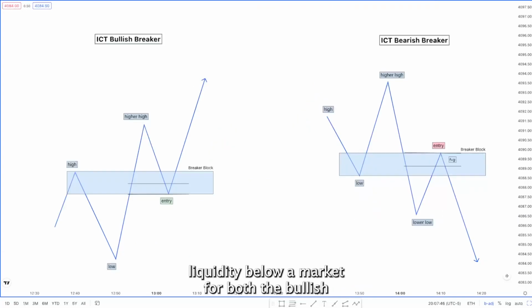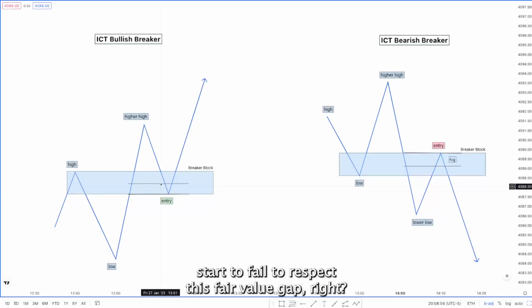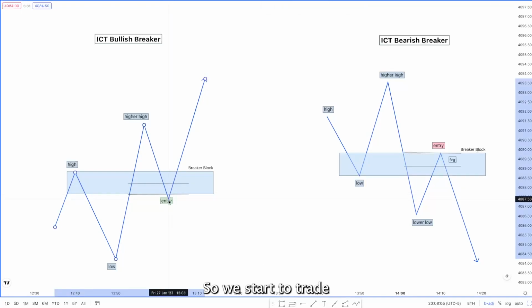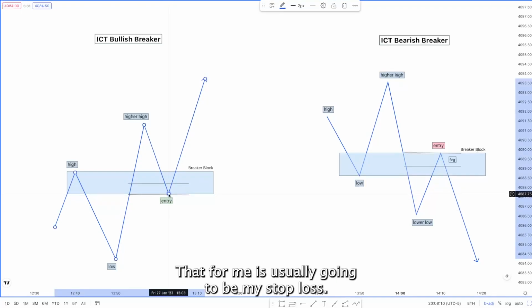For both the bullish and bearish breaker ICT setups here, the stop loss for me is usually when we get out of the fair value gap that's inside of the breaker block. Okay, so for the bullish example, if I see my breaker and I'm going to add inside of this fair value gap, if I see us start to fail to respect this fair value gap, right? So we start to trade much lower than the fair value gap. That for me is usually going to be my stop loss.